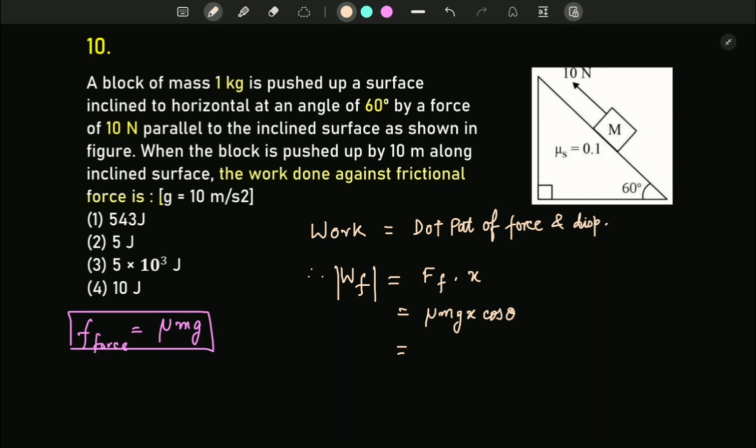So putting the values, we are given mu is 0.1, so 0.1, mass is 1 kg, g is given as 10 meter per second square, and x is also 10 meter, and cos of 60 degrees is half, so half. Now cancelling the terms, I am only left with 5. So 5 joule is the final answer. So the work done is equal to 5 joule, option 2.